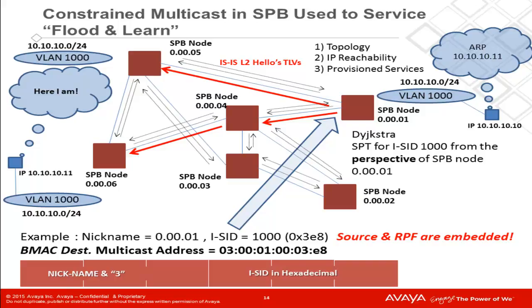As we see in the diagram, IP end station 10.10.10.10 sends out a broadcast ARP for 10.10.10.11. SPB node 0.00.01 ingests the frame and encapsulates it into an 802.1ah BMAC frame. It uses its own BMAC as the source, but for the destination BMAC, it creates a custom multicast address and encodes the value of its nickname as well as the resident ISID that the frame needs to be replicated against. Note how both the source and RPF are already known to the SPB network.